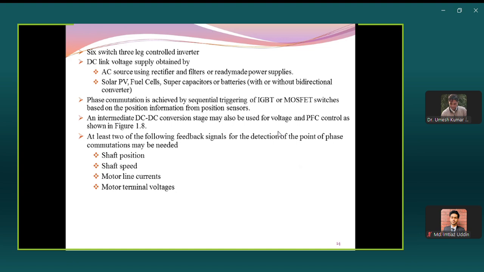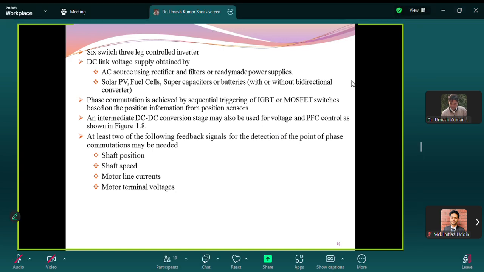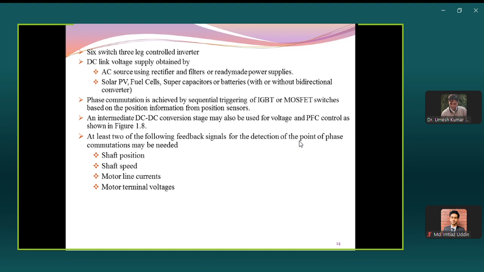In BLDC motors, we simply have the six-switch, three-leg inverter, which can be comprised of MOSFETs, IGBTs, or simply transistors. And nowadays, the high-speed, super-efficient, high-capacity machines are made with gallium nitride, SiC (silicon carbide), and gallium nitride, which are semiconductors. Here we have the DC link in this system.